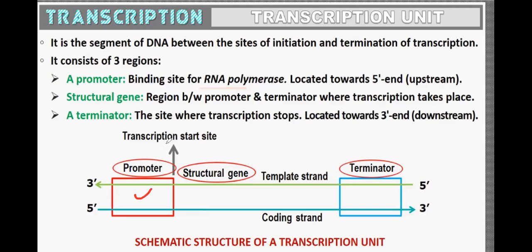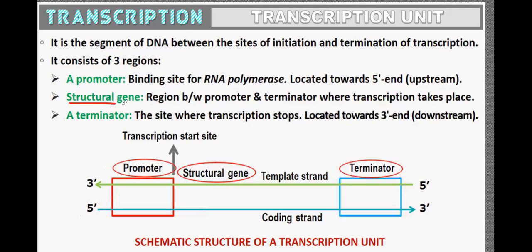Now what is a promoter? The binding site for RNA polymerase. This is the promoter where the RNA polymerase will bind, located towards the 5' end, that is called upstream. Reference points are identified on the basis of the coding strand, not the template strand. So this is present towards which stream? Upstream. The 5' end is known as upstream.